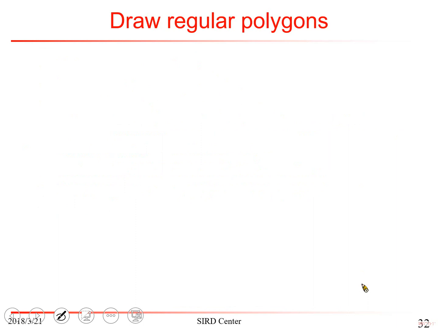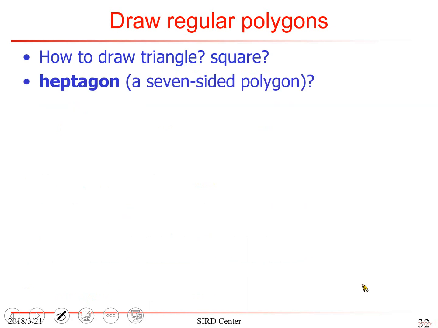So okay, let's try to write our own programs. Here we try to write some kinds of regular polygons. We understand triangle and square from primary school, right? So drawing a triangle and square should not be a problem. But have you seen a 7-sided polygon? Does it exist or not? Or if it exists, can we draw it?